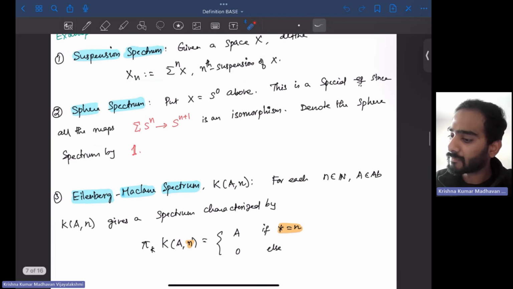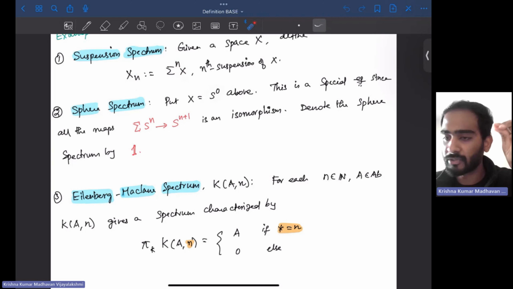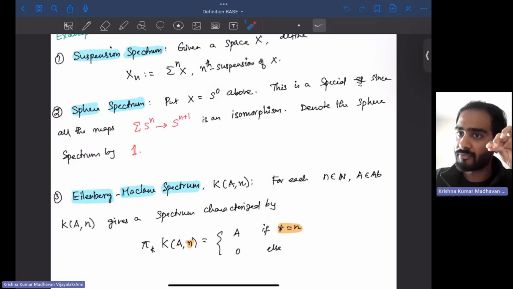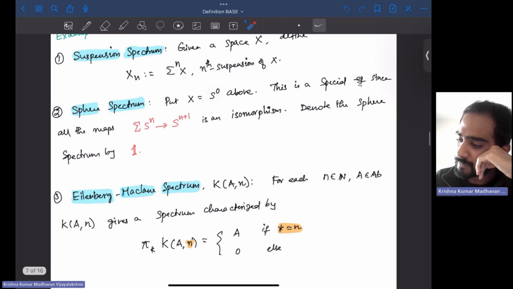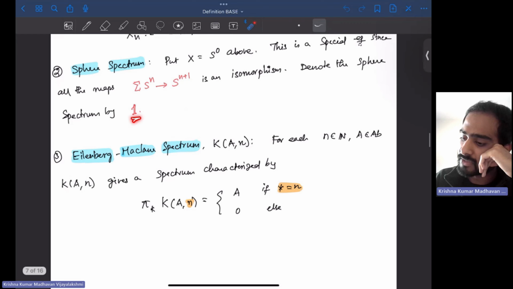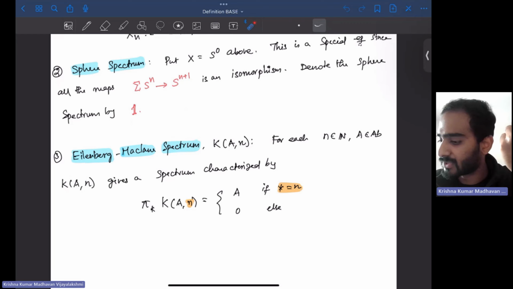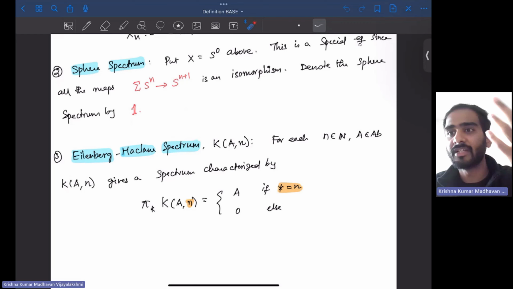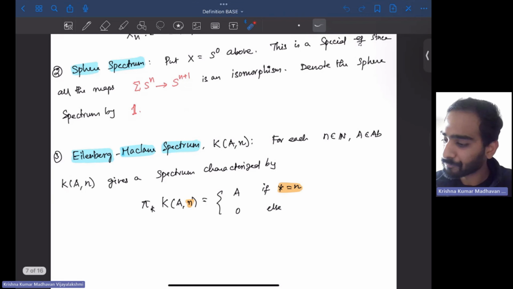The most natural example is the sphere spectrum, where you replace X by S^0, the disjoint union of two points, the zero sphere, and then build the spectrum. So you get S^0, S^1, S^2, S^3. This follows from the sphere suspension isomorphism. In a sphere spectrum, each of these maps is actually an isomorphism. It's denoted by 1, which secretly means that it's the unit in the stable infinity category of spectra.